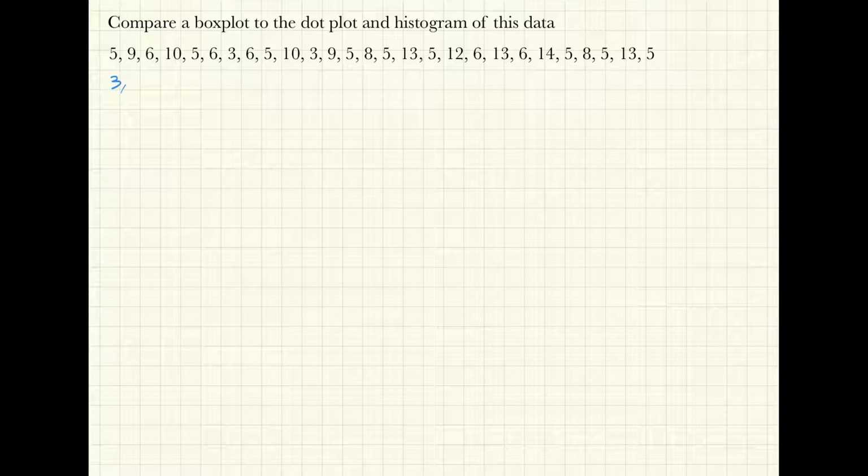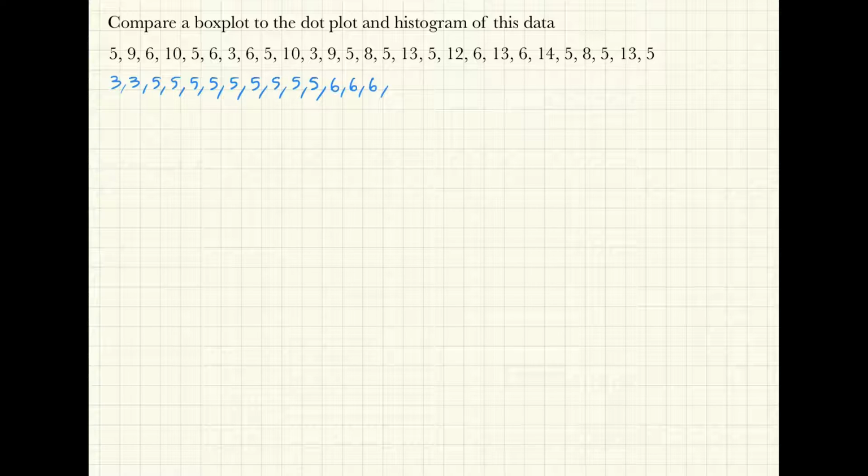So 3, 3, and then there's a 5 that occurs 9 times. And then we've got a 6 that occurs 5 times.